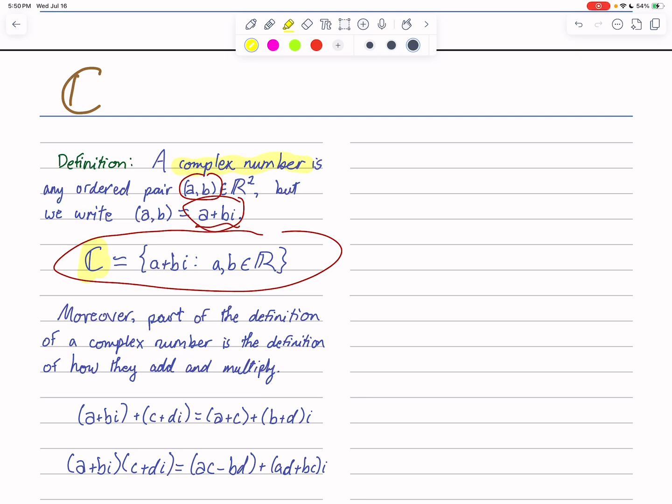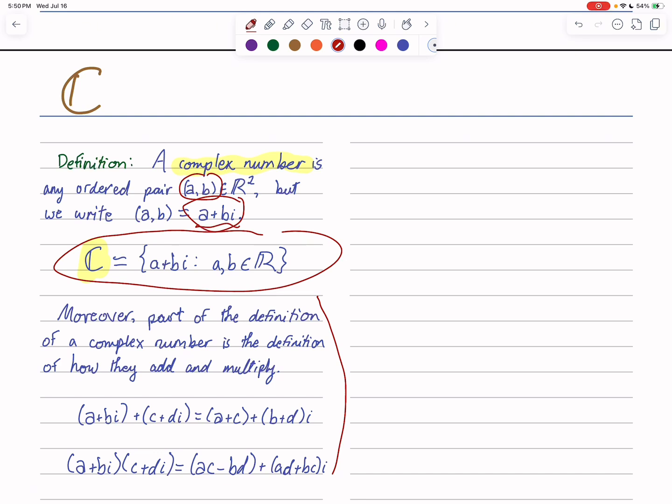But this does not fully define the complex numbers, right? If this were the definition of the complex numbers, then they would be no different than pairs of real numbers, and that just can't be the full story. We wouldn't have a whole special name for that. Part of what it is to be a complex number is the definition of how we add and multiply them.